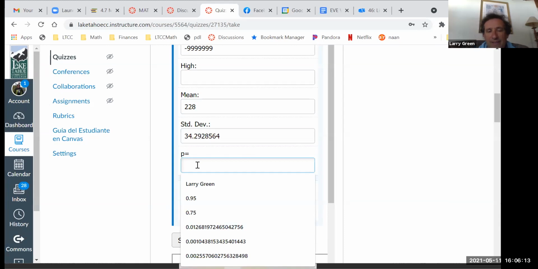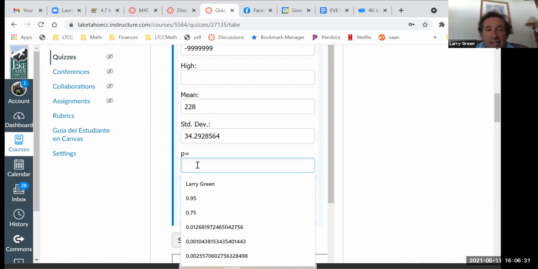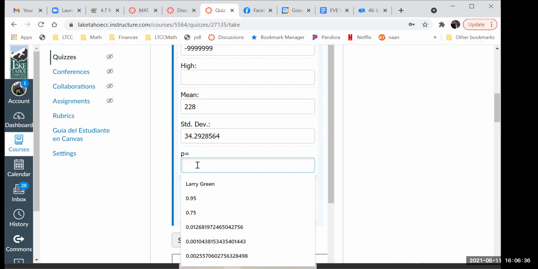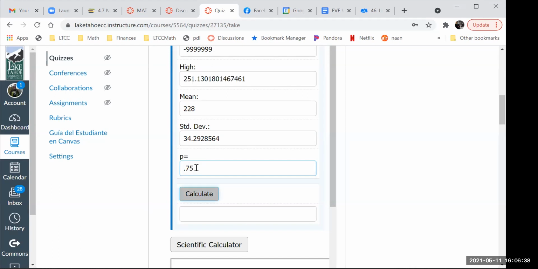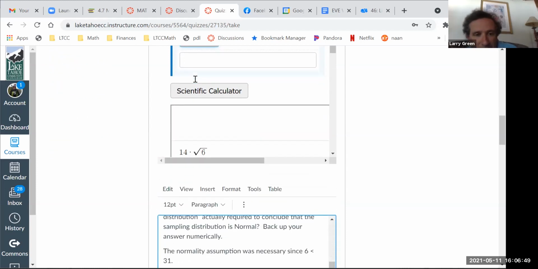And what's P? Which quartile are you trying to find right now? We're doing Q3 minus Q1, so we need Q3. 0.75. Yeah, 0.75. And hit calculate. And there we go. My high, or my Q3, is 251.13. I'm just going to call it 251. It's good enough.